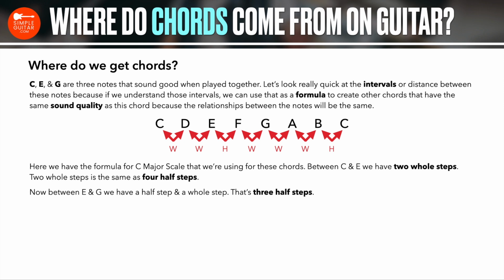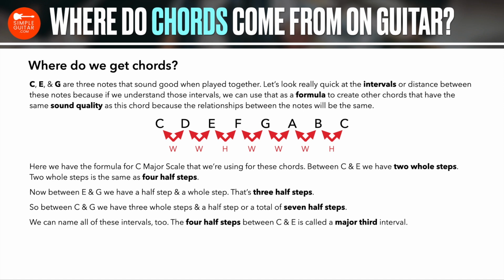And then between E and G, we have a half step, to get up to F, and then a whole step to go from F to G. So that's 3 half steps. So between C and G, we have 3 whole steps and a half step, or a total of 7 half steps between those two notes.